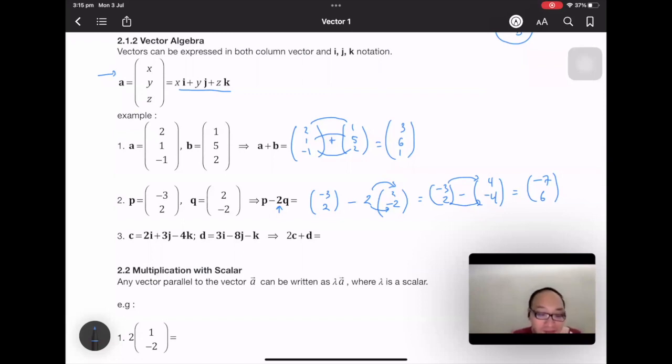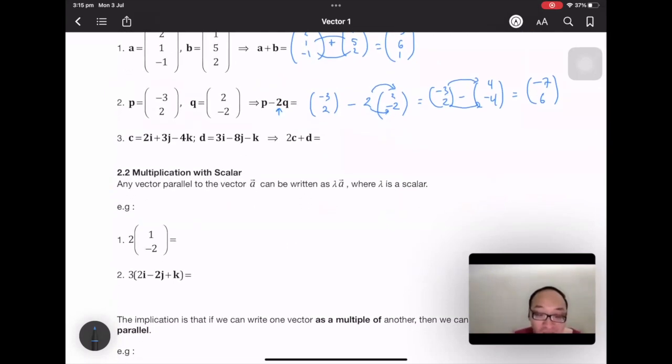Third. We have C and D, so find 2C plus D. So we do the same thing. We can multiply the C first. C is 2i plus 3j minus 4k, and D is 3i minus 8j minus k.